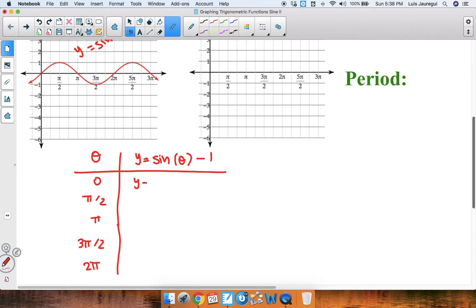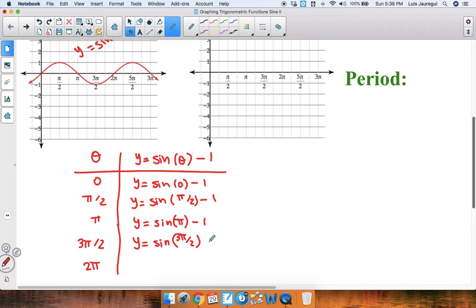So we have y is equal to sine of 0 minus 1. Then you have y is equal to sine of pi over 2 minus 1. Y is equal to sine of pi minus 1. Y equals sine of 3 pi over 2 minus 1. And y is equal to sine of 2 pi minus 1. So let's see what are the output values here.